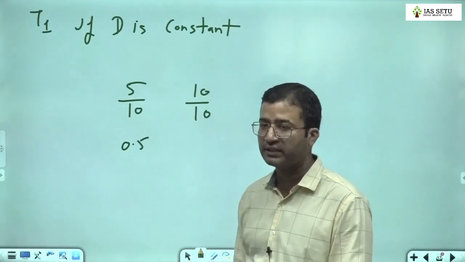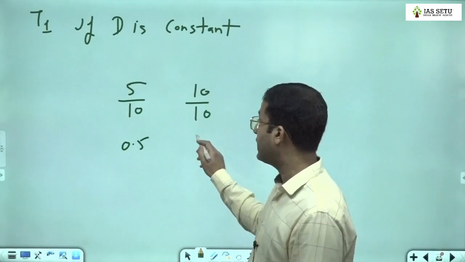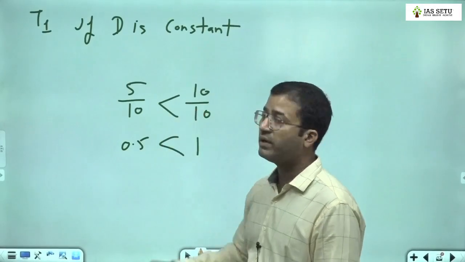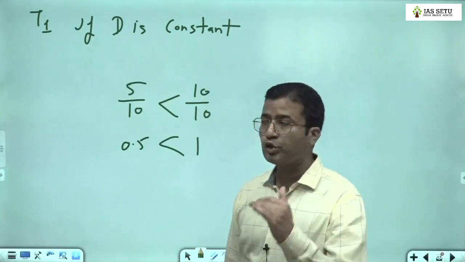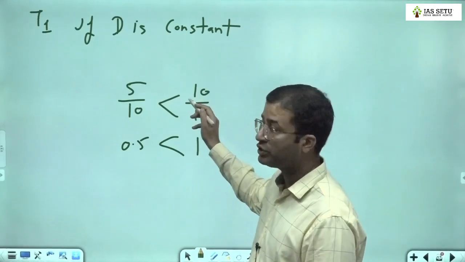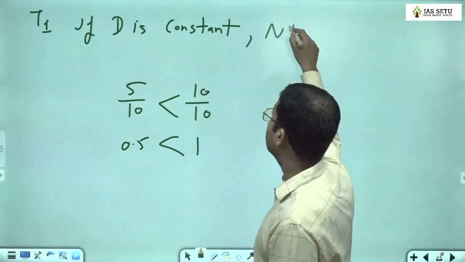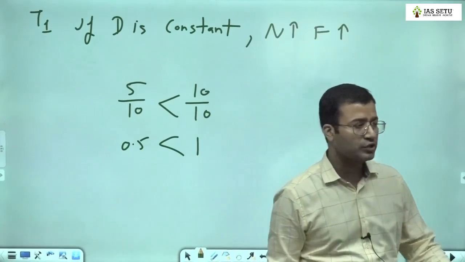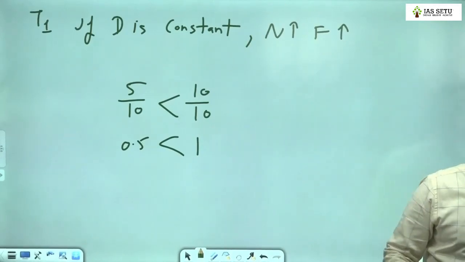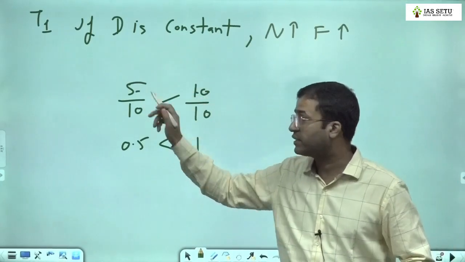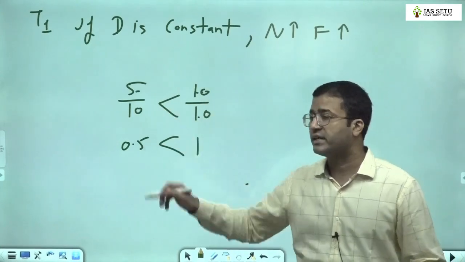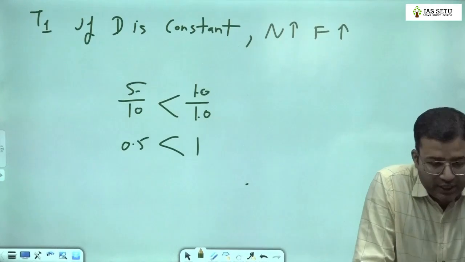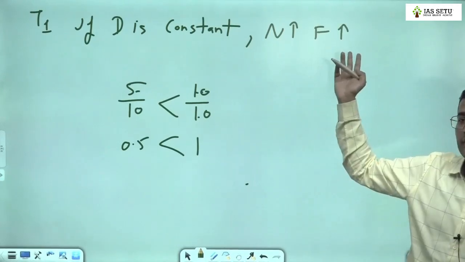To compare fractions, we use the decimal approach. Let's convert to decimal for our better understanding. 10 by 10 is 1. And we know 1 is greater than half. So can we say 10 by 10 is greater than 5 by 10? So the rule is: if denominator is constant, as numerator increases, fraction value increases. If the denominator is constant, the bigger the numerator, the bigger the number. 10 is greater than 5, that's why 10 by 10 is greater than 5 by 10. I repeat, if denominator is constant, as numerator increases, fraction value increases.